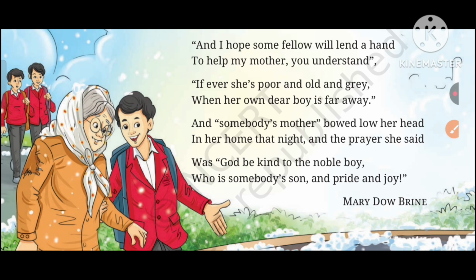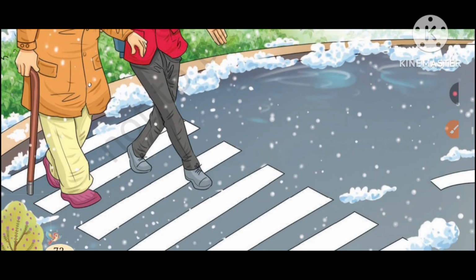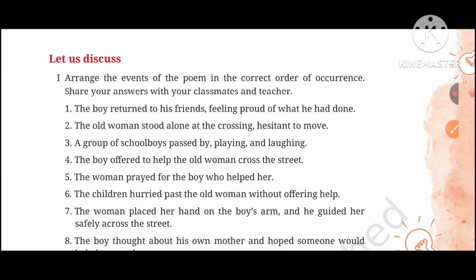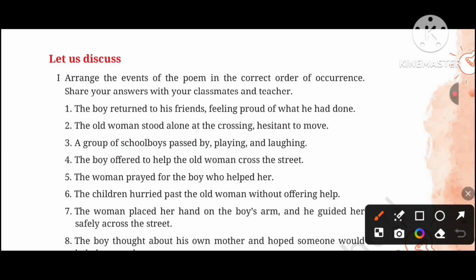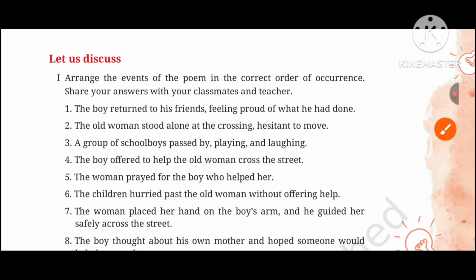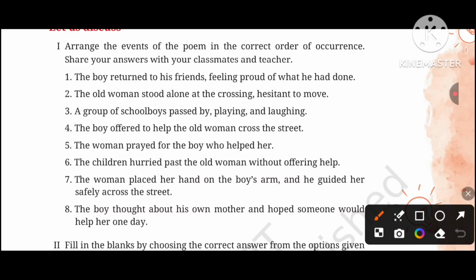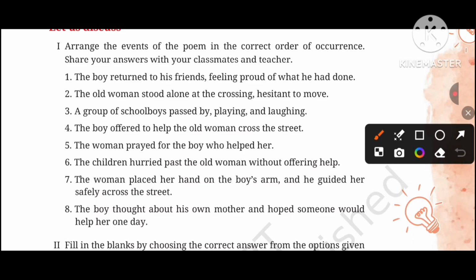In our previous video, we did the explanation of the poem Somebody's Mother, and today we are going to do the exercises given here. So let us see. The first exercise is: Arrange the events of the poem in the correct order of occurrence. Share your answers with your classmates and teacher. Some sentences have been given and we have to arrange them as per the sequence of events in the poem.